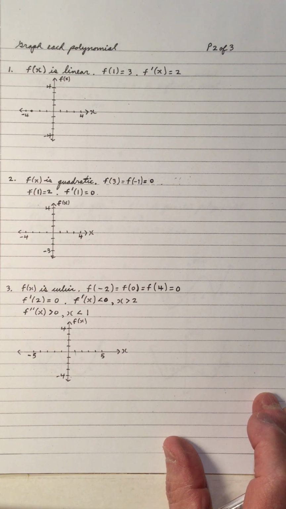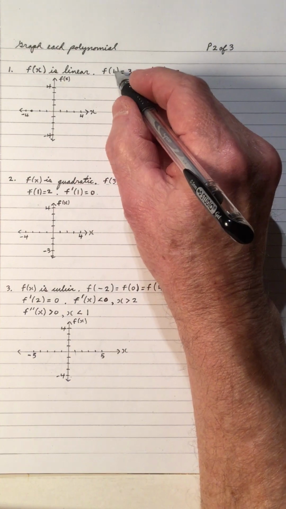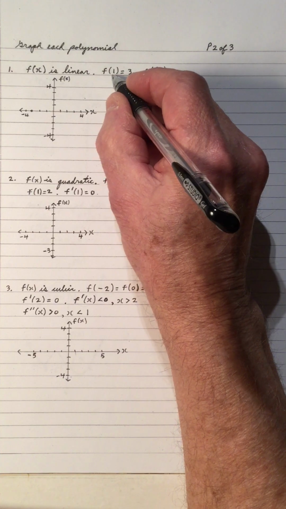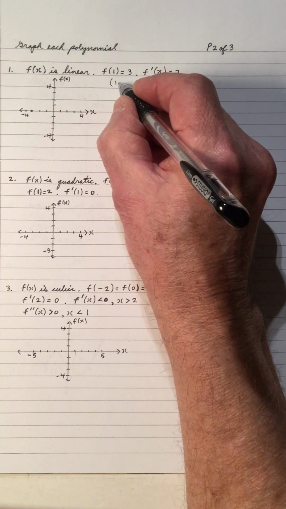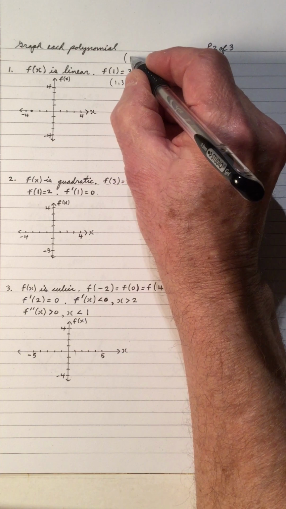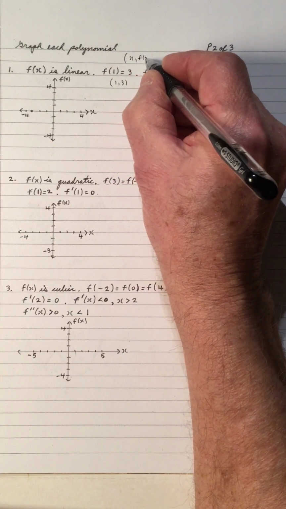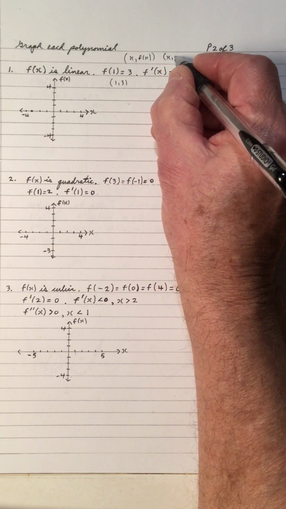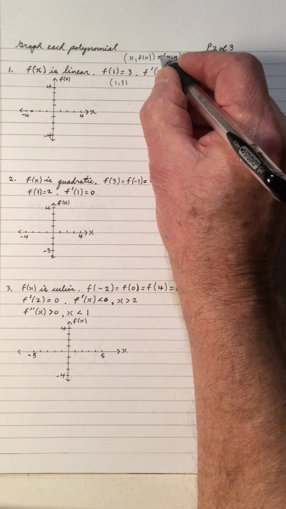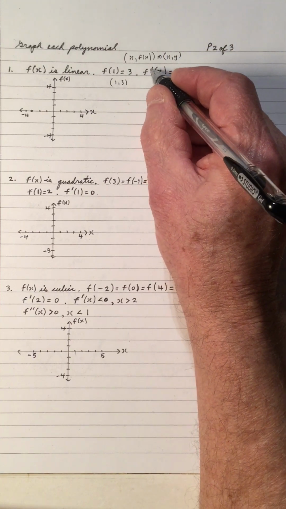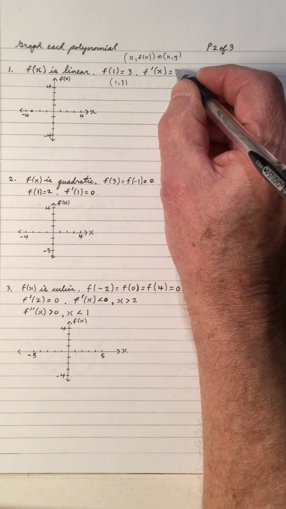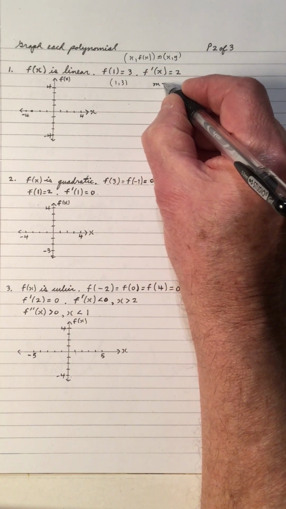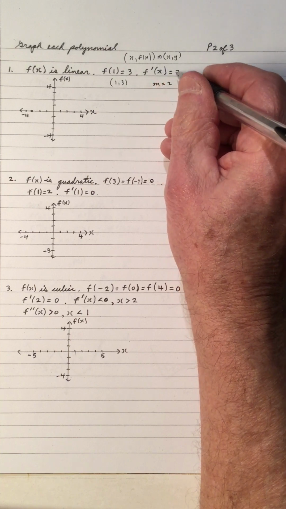Number 1: f of x is linear, and f of 1 is 3, and f prime of x is 2. So f of 1 is 3 means x is 1, y is 3, because the ordered pair is x, f of x, which is the same as x comma y. So f of x is the y. And f prime is the derivative, and because it's linear, the derivative is the slope, so the slope is 2.